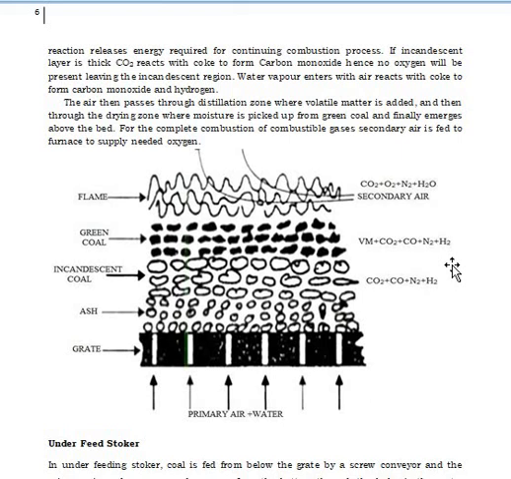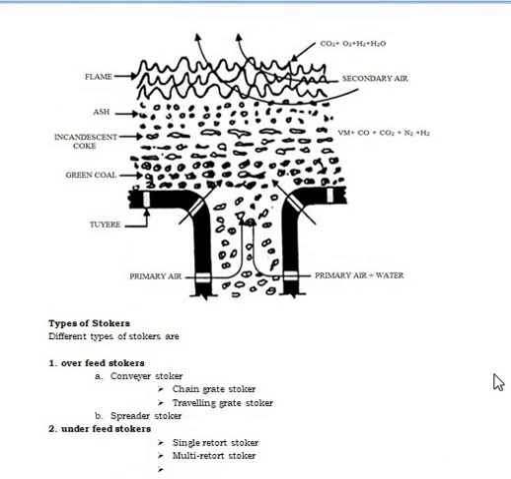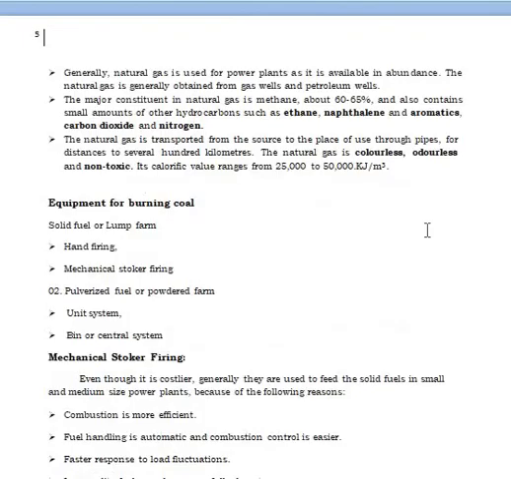For the complete combustion of combustible gases, secondary air is fed to the furnace to supply the needed oxygen. You can see the secondary air above, near the flame. In underfeed stokers, you can see the same process: a flame with secondary air, ash below that, below that is incandescent coke, and below that is green coal.